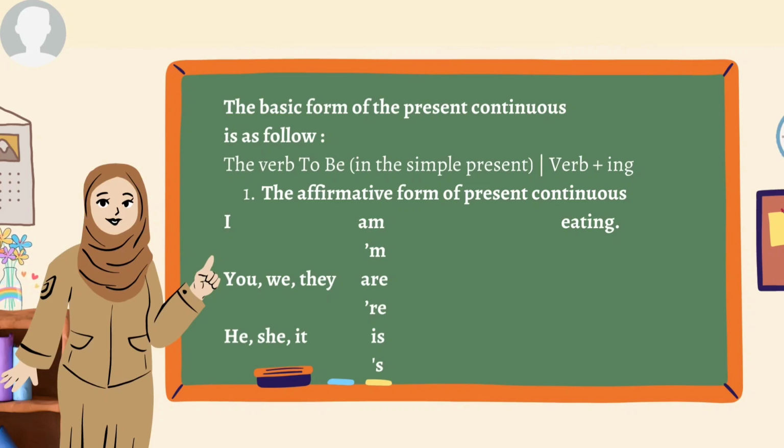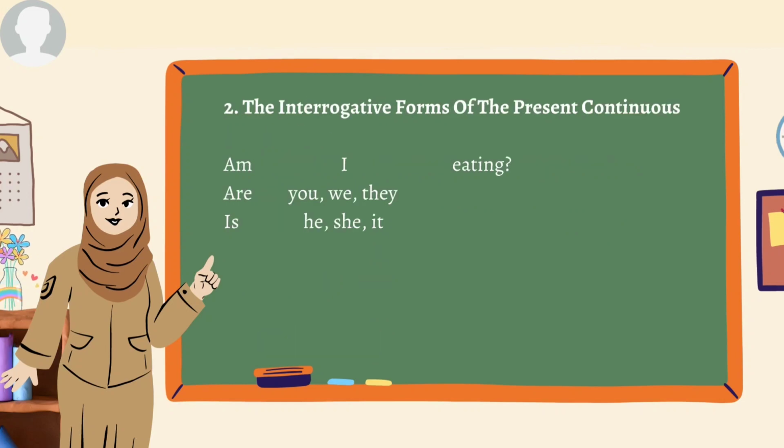First, the affirmative form of the present continuous. I am eating. I'm eating. You are eating. You're eating. We are eating. We're eating. They are eating. They're eating. He is eating. He's eating. She is eating. She's eating. It is eating. It's eating.